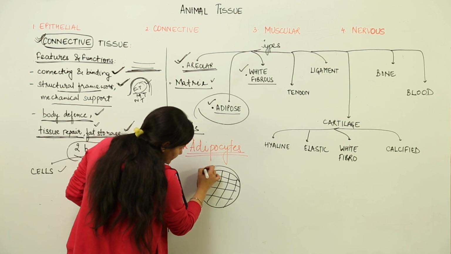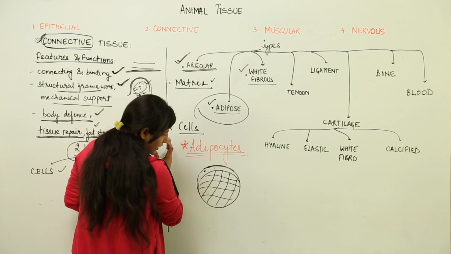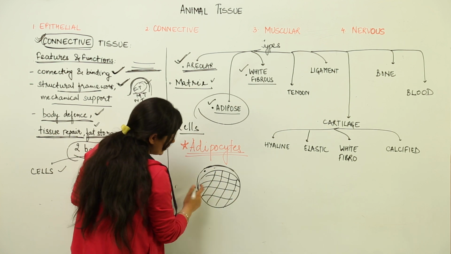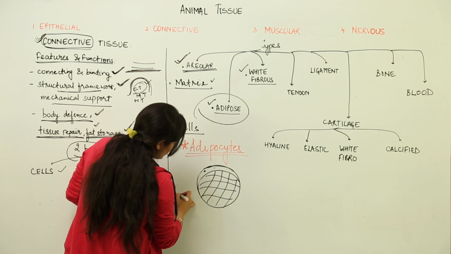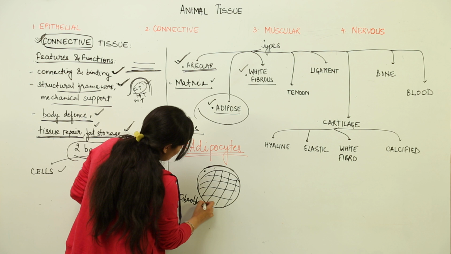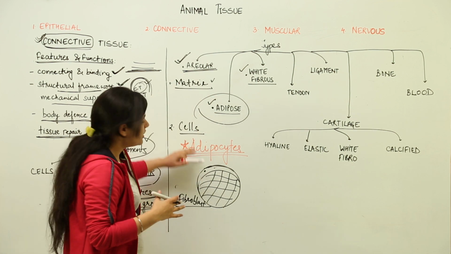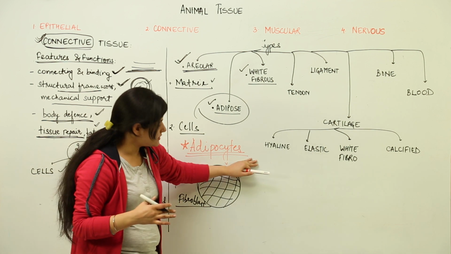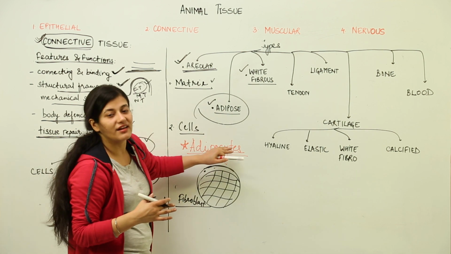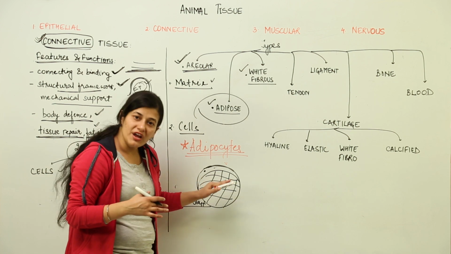They push the cytoplasm towards the plasma membrane, almost they are cornered. The cytoplasm is almost cornered, and there are again fibroblasts, mast cells and macrophages, just like areolar tissue, which we studied just now, that there are cells. The only thing that is the characteristic feature of this tissue is that there are adipocytes, which are known as fat cells, which are responsible for fat storage.